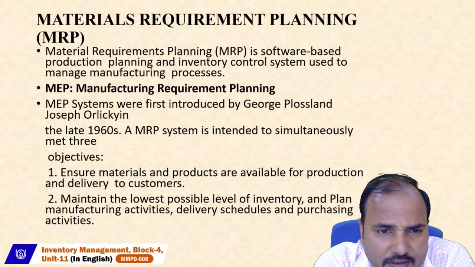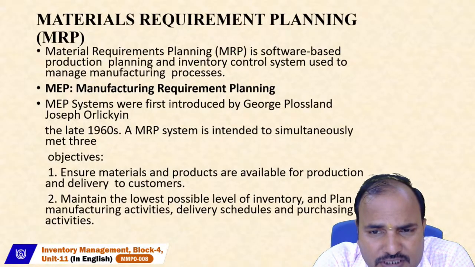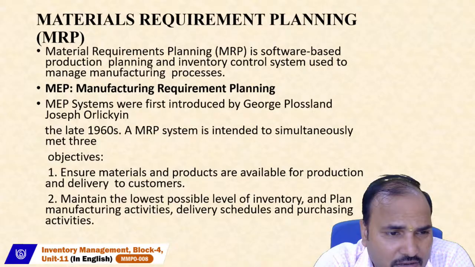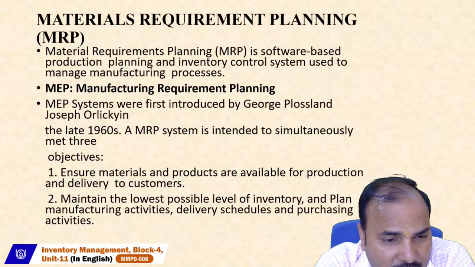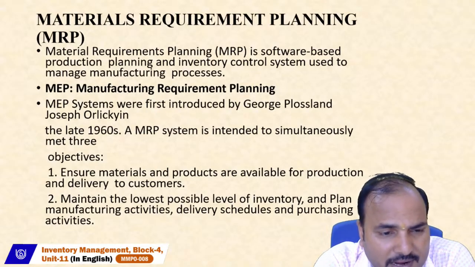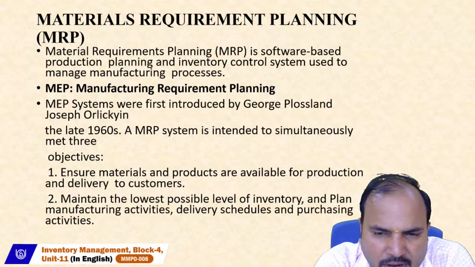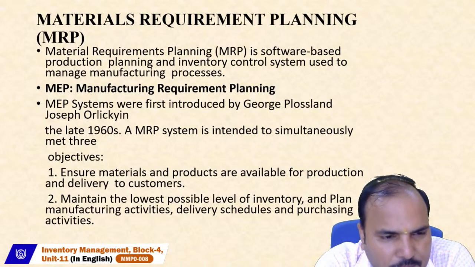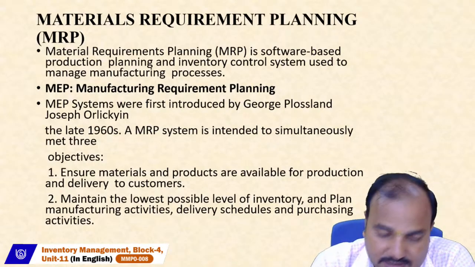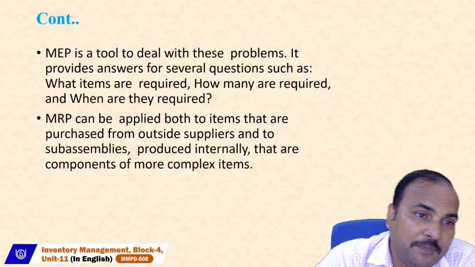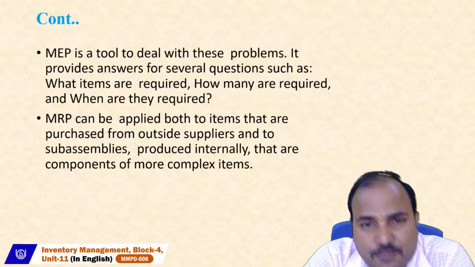And the MRP system is intended to simultaneously meet three objectives: ensure the materials and products are available for production and delivery to customers, maintain the lowest possible level of inventory, and plan manufacturing activities, delivery schedules, and purchasing activities. And MRP is a tool to deal with these problems.